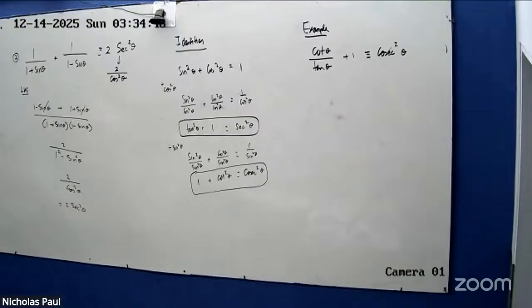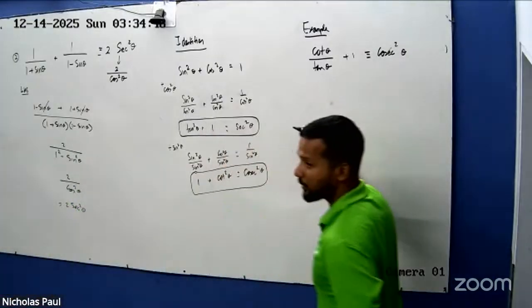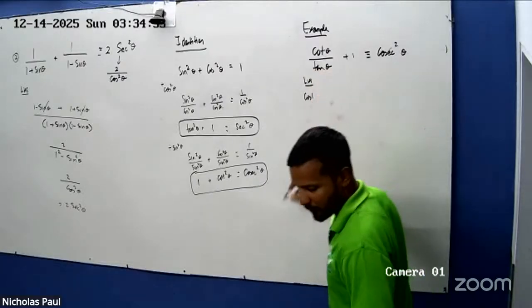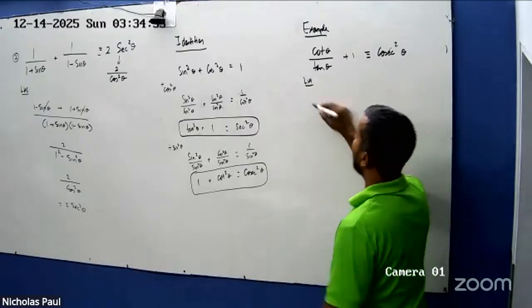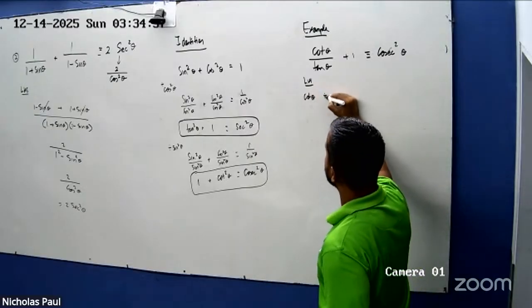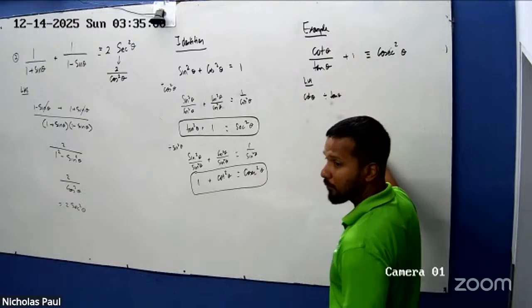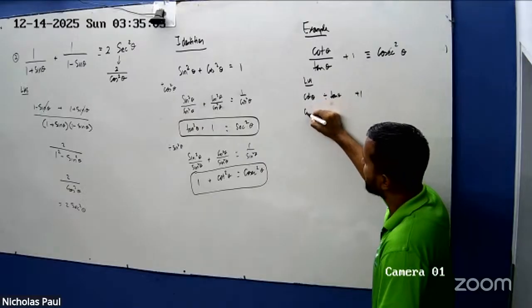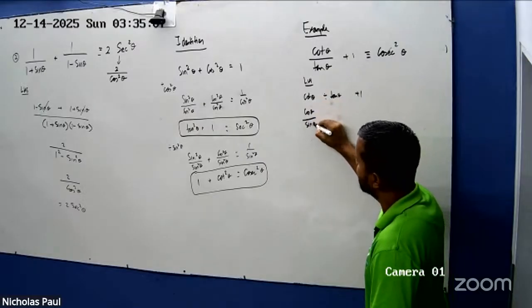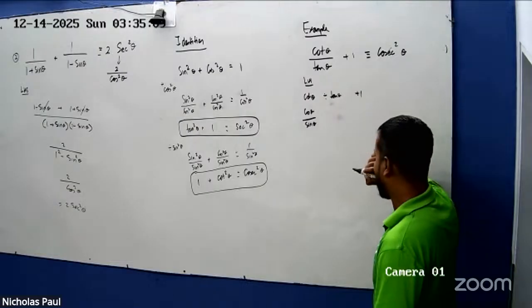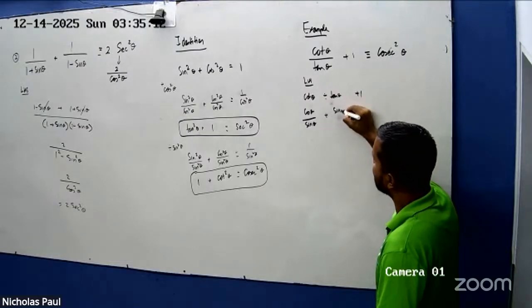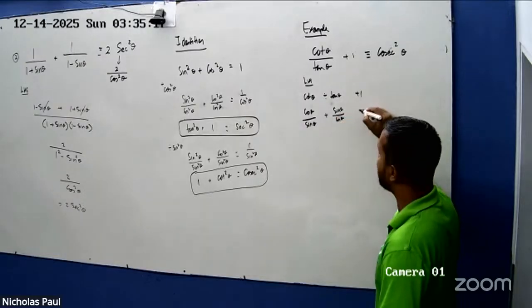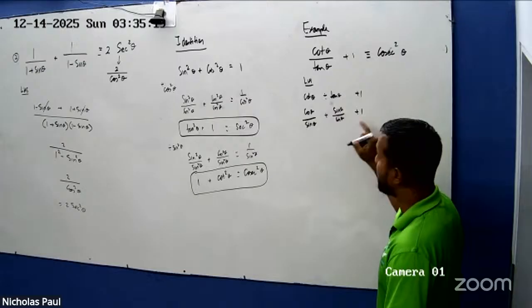This is how I would have written it, but I might have written something like this. I would have written cot divided by tan. I'll leave the plus 1 there. I'll replace cot with cosine theta over sine theta, and tan is sine theta over cos theta. Then flip it, but just don't forget the 1.